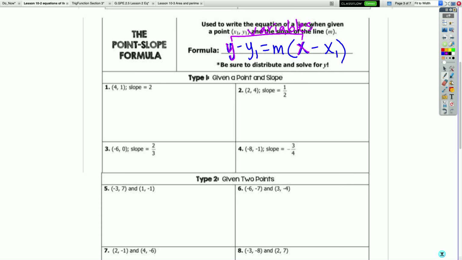And then the ones that do have ones are going to be numbers. So you'll be given a point, and we'll plug in numbers for those. And then m stands for what? Slope.